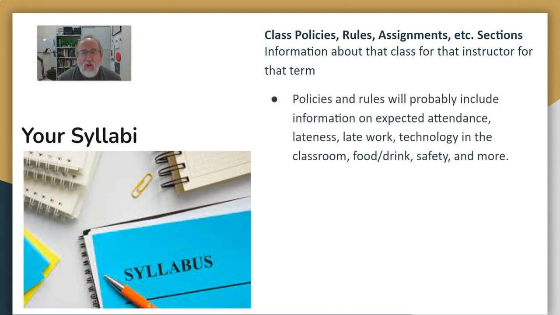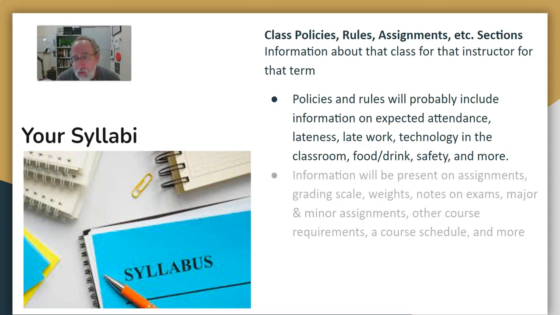These things include policies and rules like attendance, lateness, late work, technology in the classroom, food or drink, safety, and more. Some faculty members are okay with late work. They're totally okay with it completely. Other ones, absolutely not. Some give you some flexibility. Attendance, food and drink policies as well. Sometimes they vary from classroom to classroom, faculty member to faculty member.